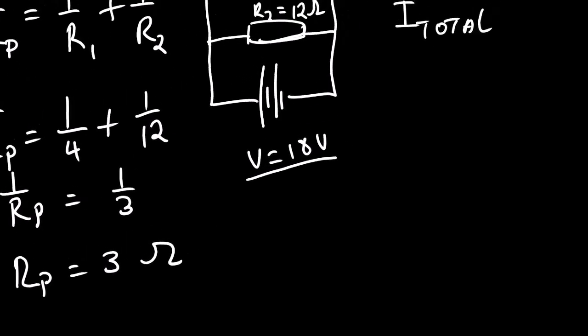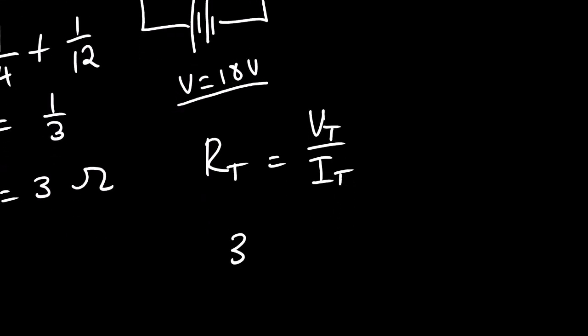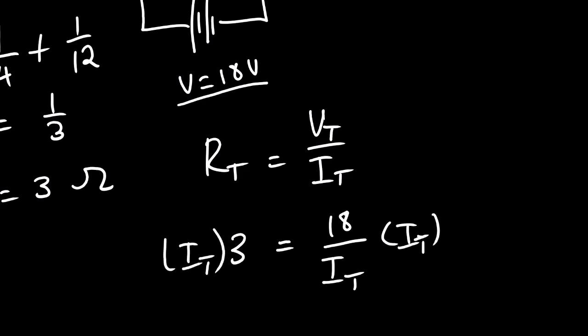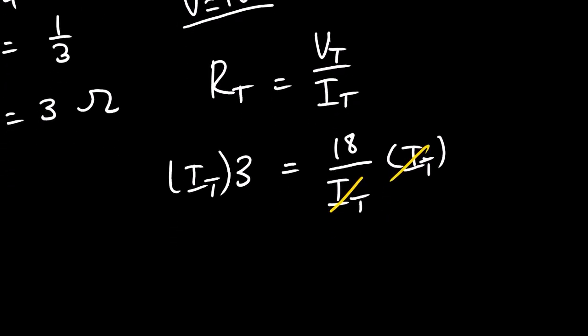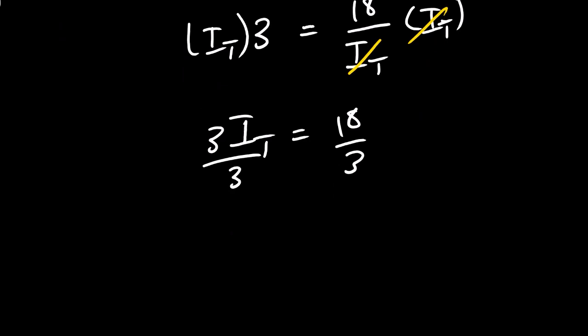Now from here we can use Ohm's law to find the total current, which is RT is equal to V total over I total. So R is 3, potential difference is 18, and then we have I total. We multiply both sides by IT. This will get rid of this, and then we have 3 IT is equal to 18. We divide both sides by 3. We find that I total is equal to 6 ampere.